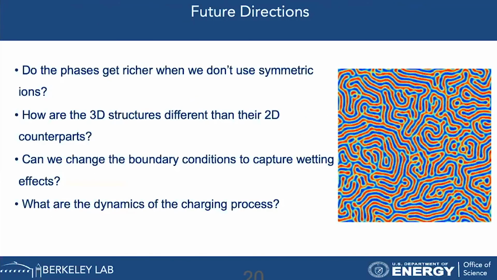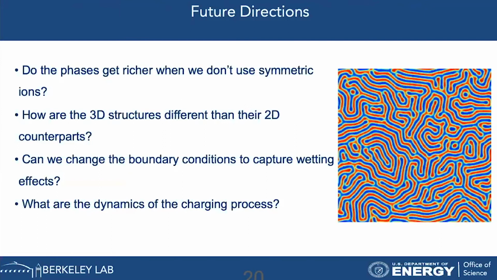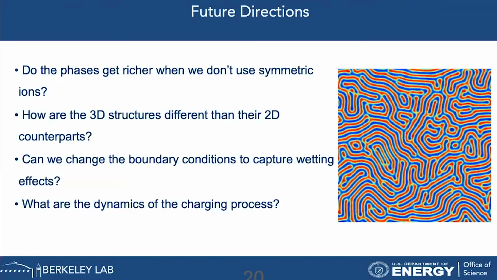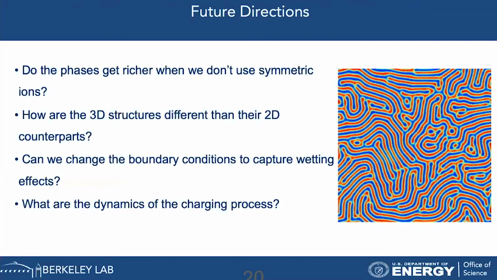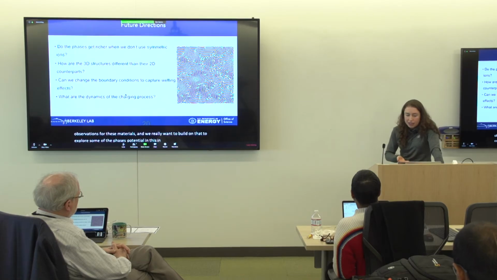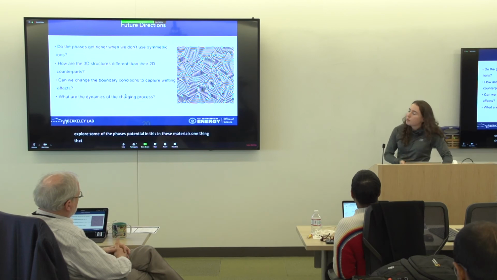So this is the summary and the future direction. We think we have a model now that accurately reproduces some important experimental observations for these materials. And we really want to build on that to explore some of the phases potential in these materials. One obvious next step would be to use asymmetric ions. The phases actually get richer.